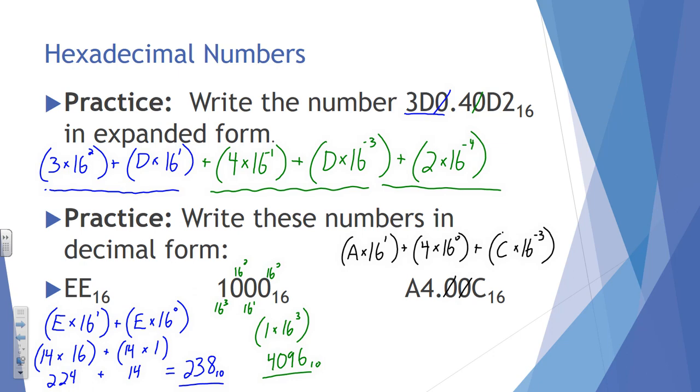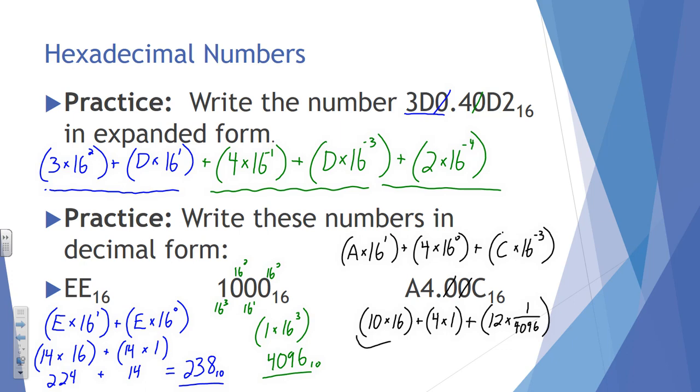So what are the equivalent values to that? A times 16 to the 1, that becomes 10 times 16. Plus 4 times 16 to the 0, that's 4 times 1. And C times 16 to the negative third, since C is equivalent to 12 base 10, that's 12 times 1 over 4096. Need a little help from our calculator on that part of a whole here.